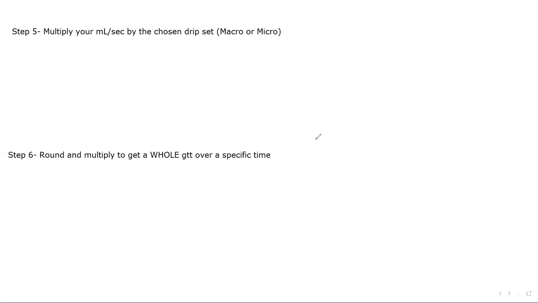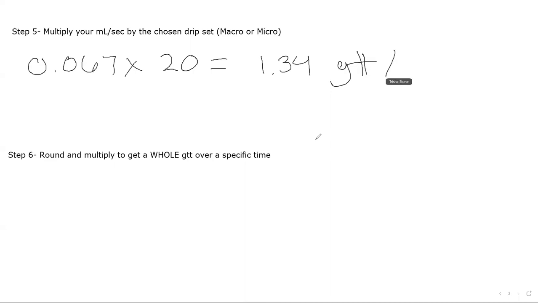So I'm going to take that last number we just calculated, the drips per second, 0.067, and times it by the drip set. And again, I chose a 20 drip per mil, and this equals 1.34. And this is drips per second.